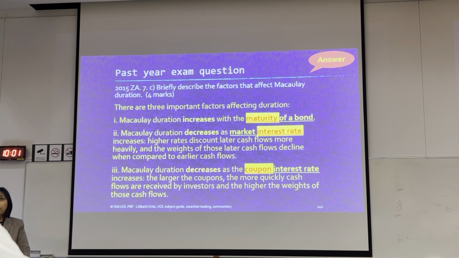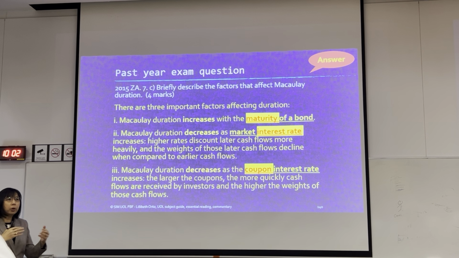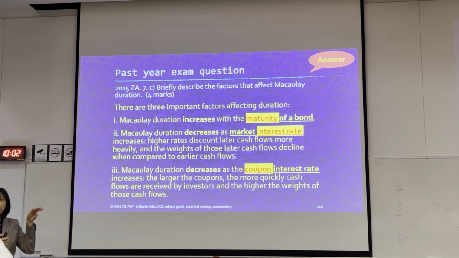And the more coupon payments you receive, so the higher those early payments are, the shorter your duration will be, right? The more payments are received earlier, that weighs your average life to be sooner, because you're getting funds sooner rather than later. So these are the three factors. You just need to explain how they affect the Macaulay duration. All right?